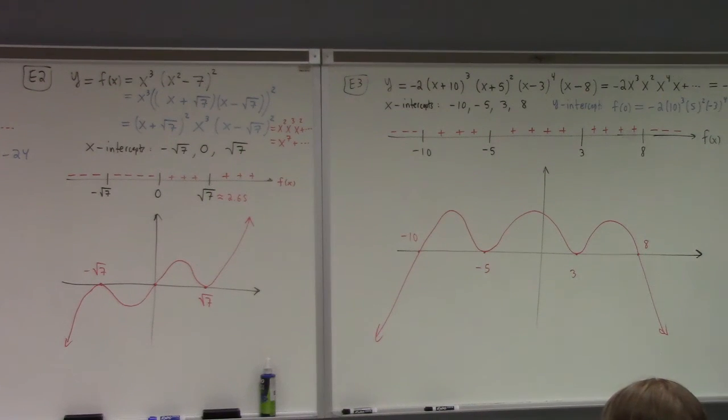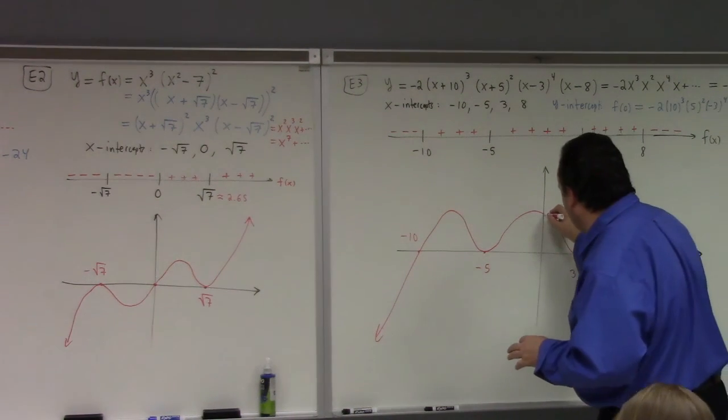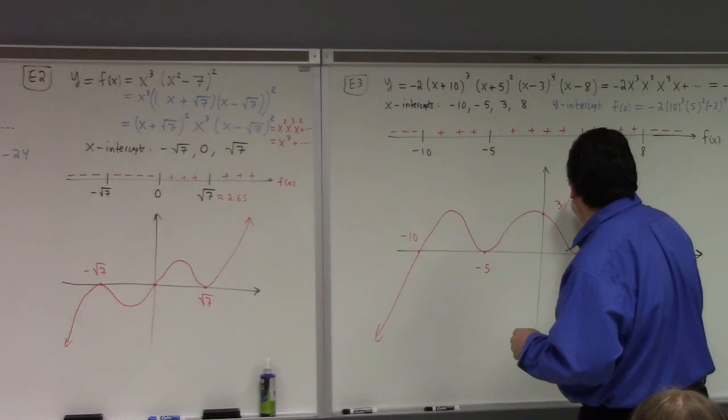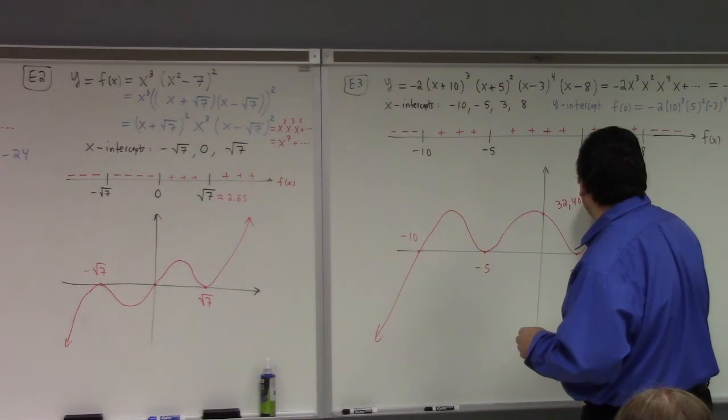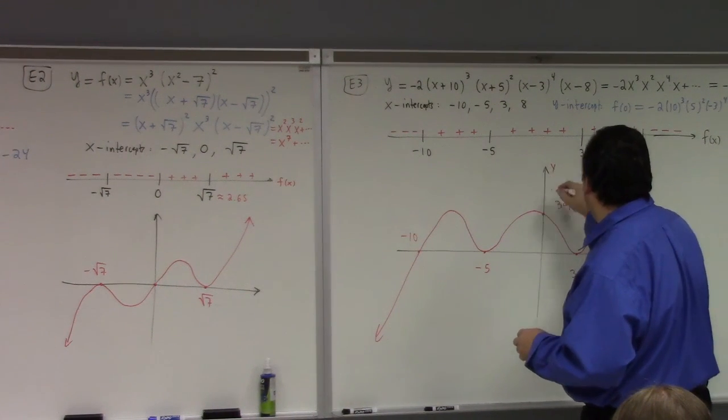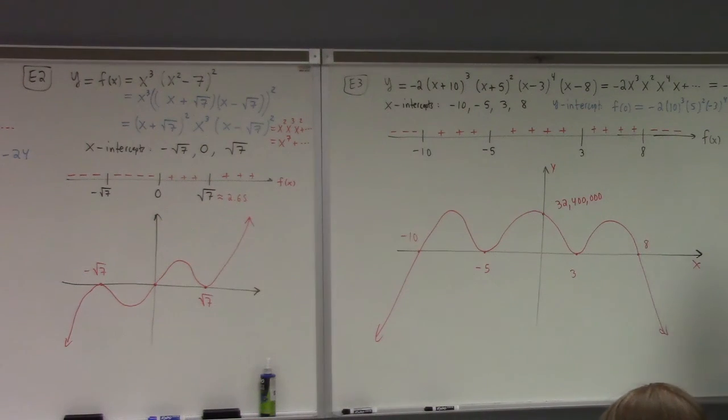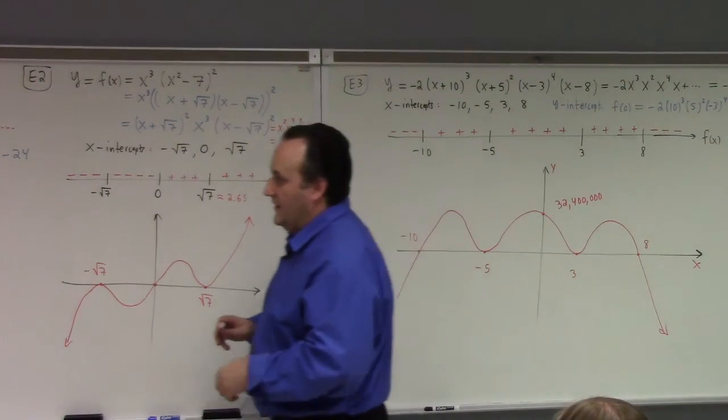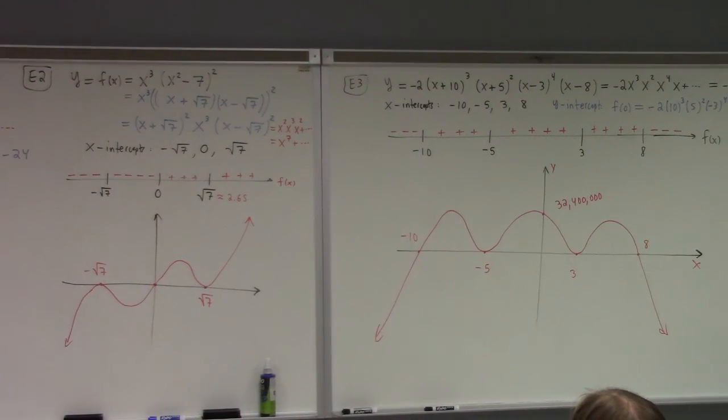And of course, not to scale by any means, right? Because the y-intercept here is what? 32,400,000. But this is a good indication qualitatively of what the graph looks like. Right? It bounces at minus 5. It bounces at 3. And altogether, it looks like a big bowl that opens down. Right? That's the million miles away way of looking at it.